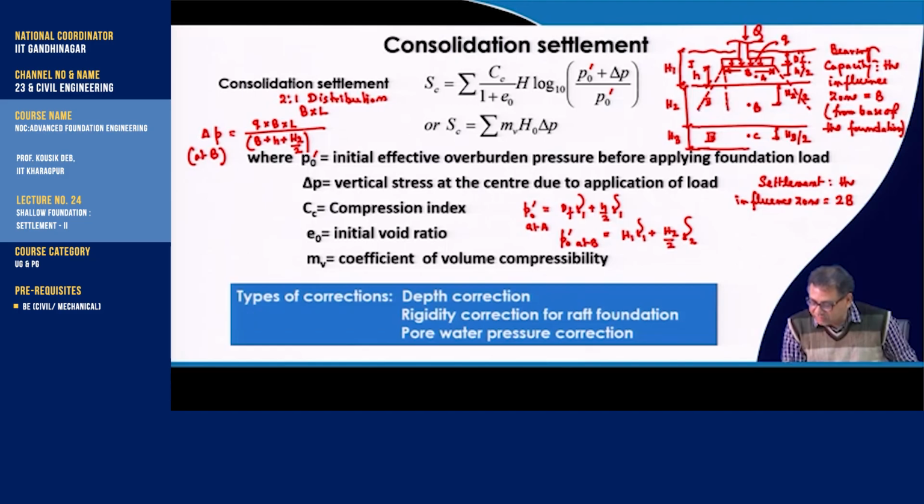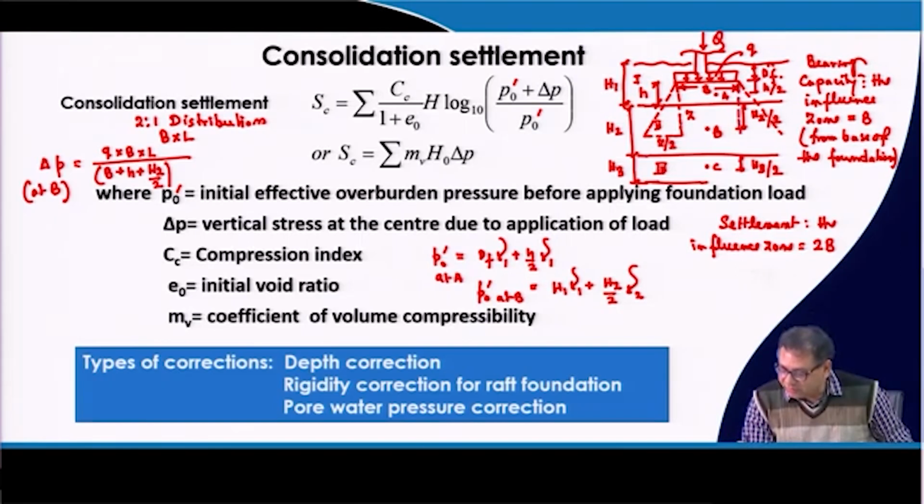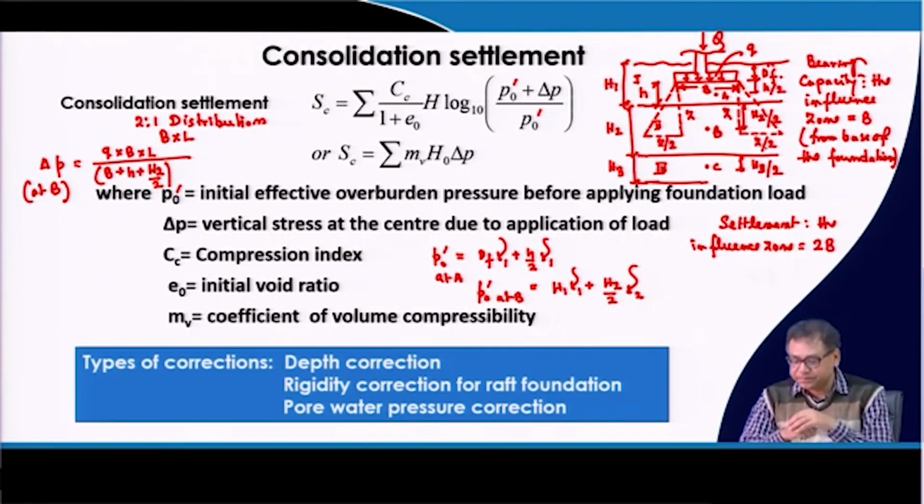So, now as it is a 1:2 distribution, if this is any depth z, this will definitely be z by 2. And on this side also, if this is any depth z, this will be z by 2, because it is a 1:2 distribution. Okay. So, if this is z, this will be z by 2, and again on this side z by 2.